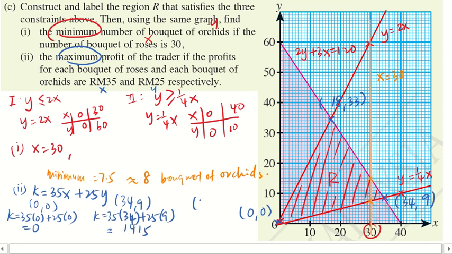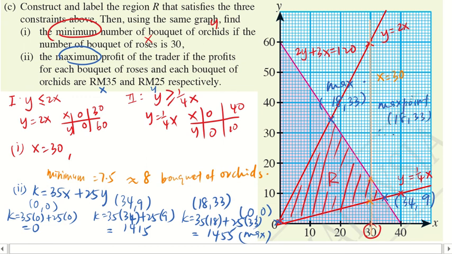Then another coordinate, (18, 33). k equals 35(18) plus 25(33). So you get your answer, 1455. Which one is maximum? This one is maximum. So it means that this is the maximum coordinate. So the answer I write here: the maximum point is (18, 33). So conclusion, the maximum profit is equal to RM1455. Okay, 1455.